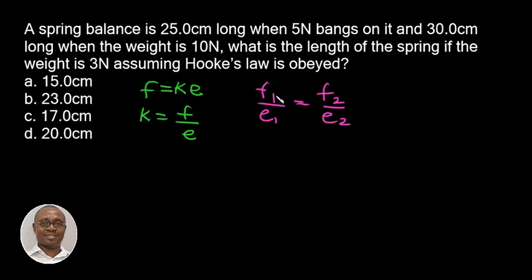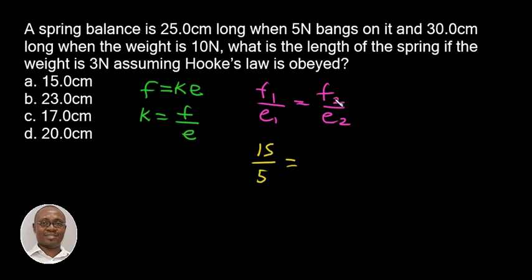All right, so the first instance of the force, when the 10 Newton was added to the 5 Newton, so we're going to have 15 Newton over the extension. There was an extension then to 30 centimeters. It's extended from 25 to 30 centimeters. So that means there was a 5 centimeter extension.